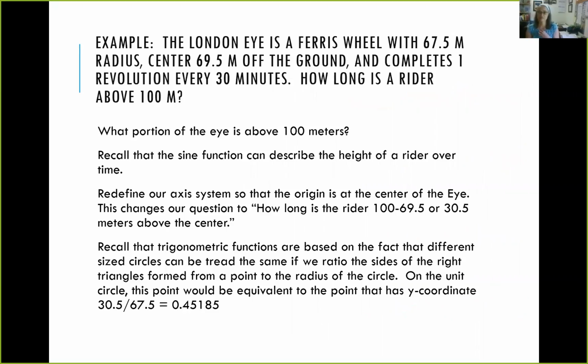So let's do an example. And this one takes a little thinking, so I'm going to walk you through the thinking. So we're going to go back to our London Eye Ferris wheel. It's got a radius of 67.5 meters, and it's centered 69.5 meters off the ground and completes 1 revolution every 30 minutes. How long is a rider above 100 meters? So, in other words, how long do you have to be 100 meters above the ground?